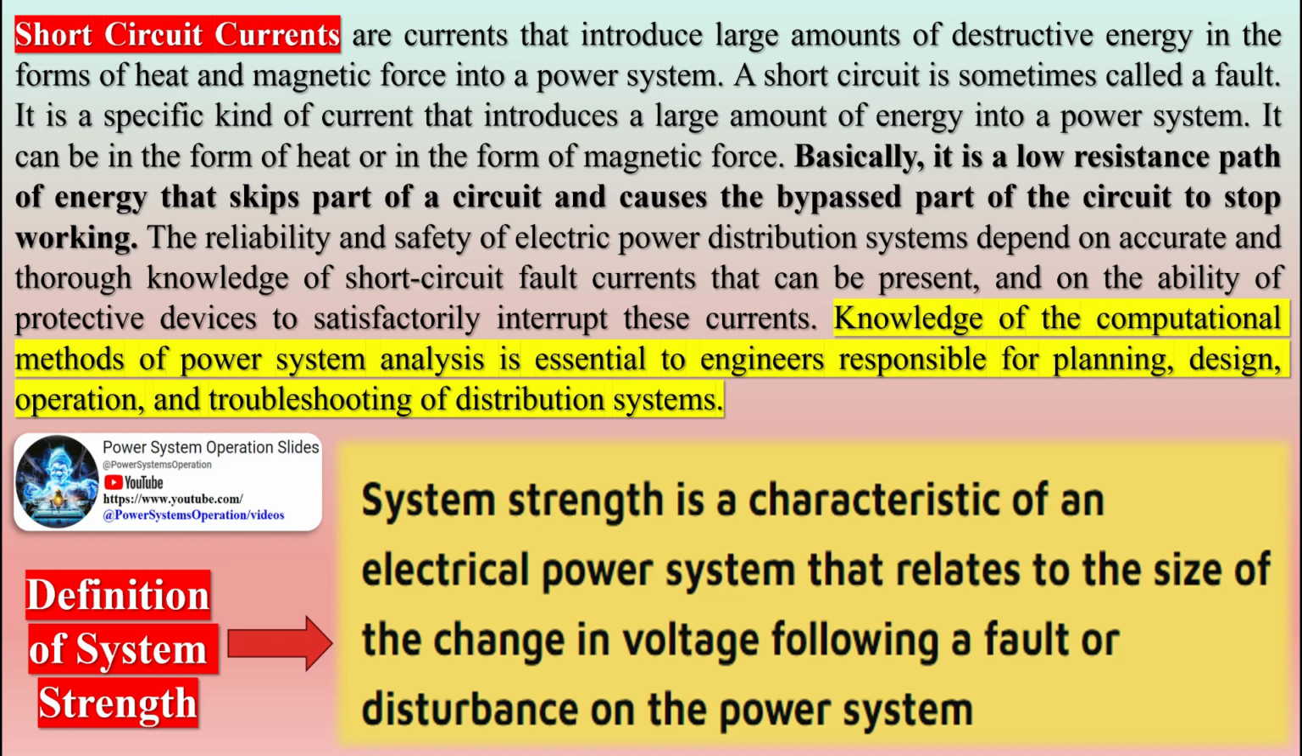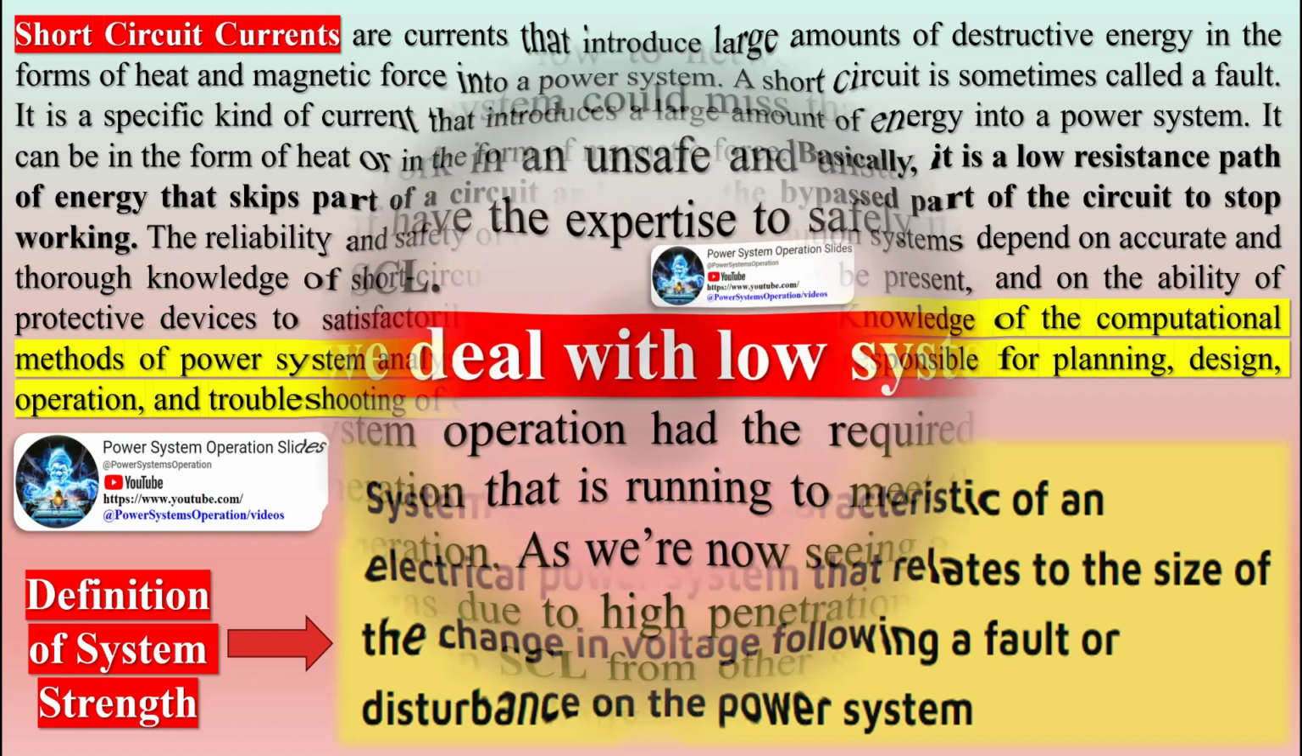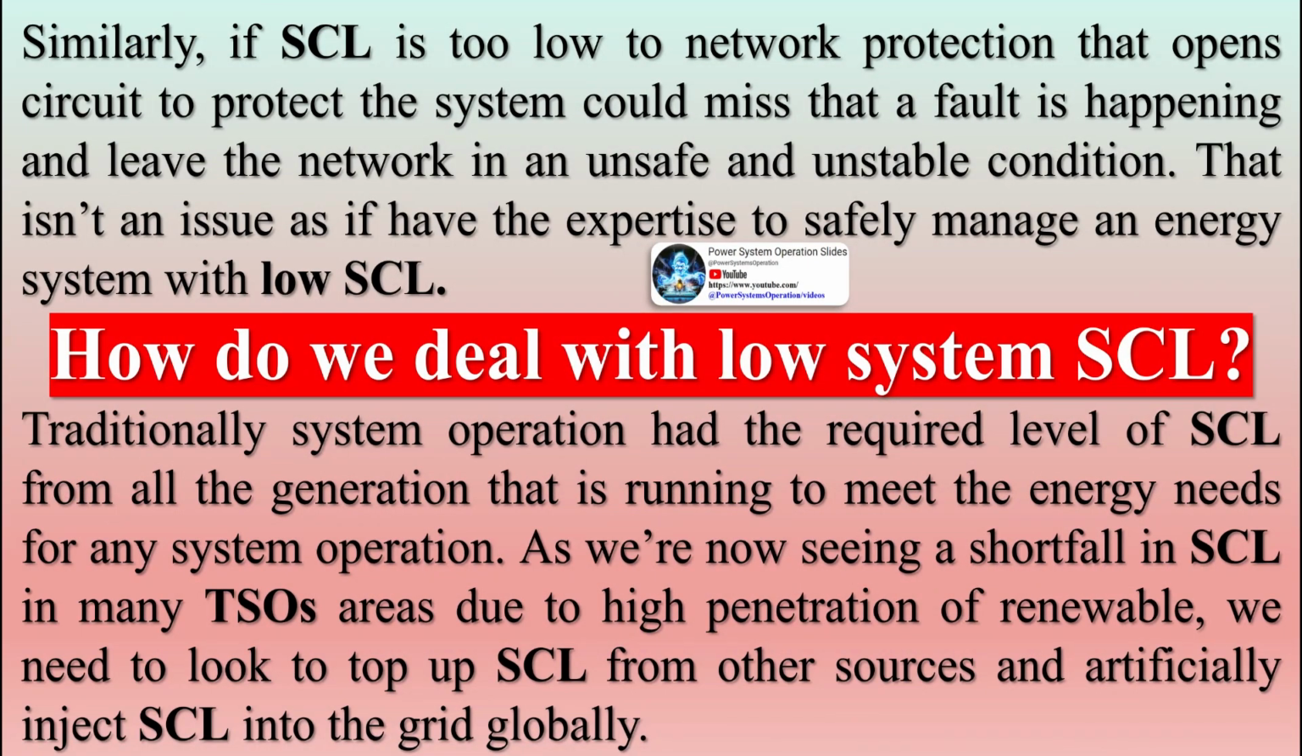The reliability and safety of electric power distribution systems depend on accurate and thorough knowledge of the short-circuit fault currents that can be present, and on the ability of protective devices to satisfactorily interrupt these currents. Knowledge of the computational methods of power system analysis is essential to engineers responsible for planning, design, operation, and troubleshooting of distribution systems. Similarly, if SCL is too low, network protection that opens circuits to protect the system could miss that a fault is happening and leave the network in an unsafe and unstable condition.